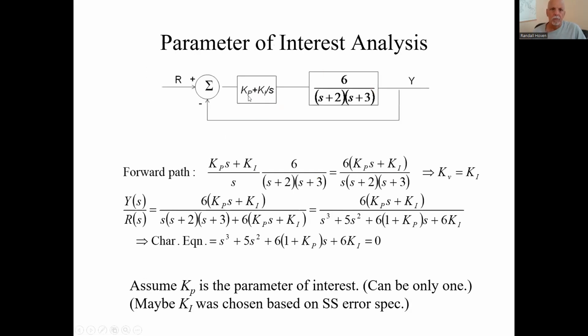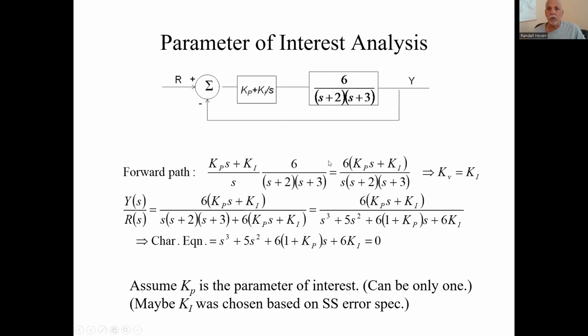Here's an example. This, for example, could be a controller that's proportional plus integral control. We'll get into that a little bit later. And here's our plant, let's say. It's in a unity feedback configuration. Look at the forward path. Its transfer function is this.